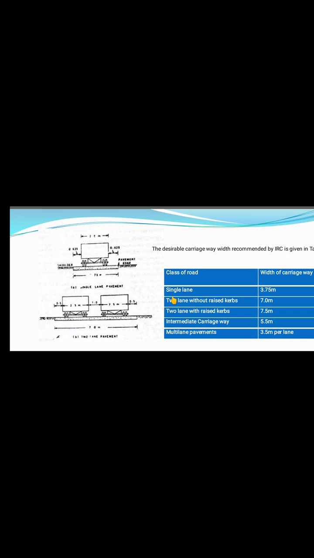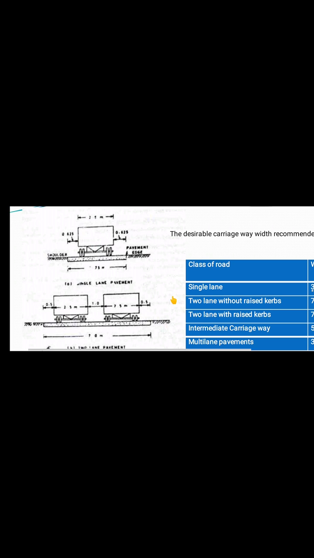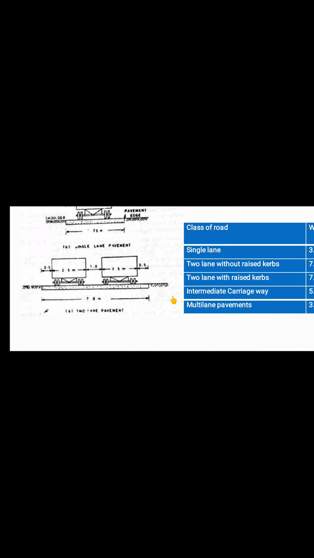You can see the figure here for this single lane road. It is totally 7.5 meter width. In that they have considered the width of the vehicle as 2.44. They have taken a round off as 2.5 meter plus 0.625 meter clearance on one side and 0.625 meter clearance on the other side. So collectively it is 7.5 meters.